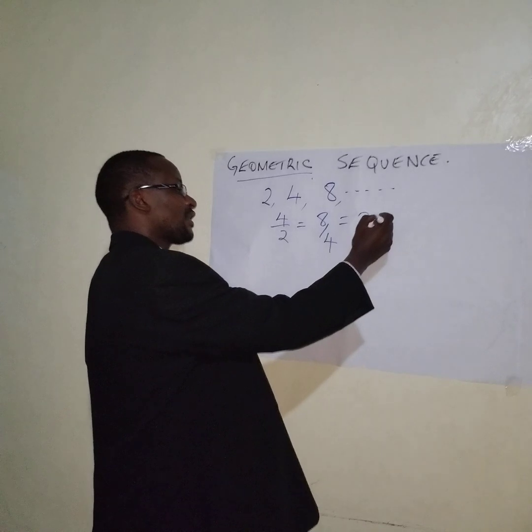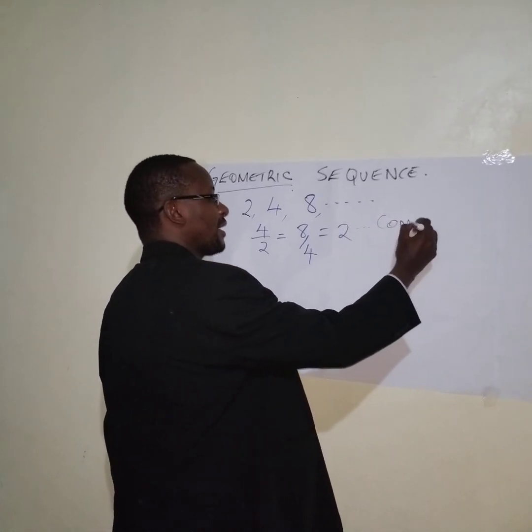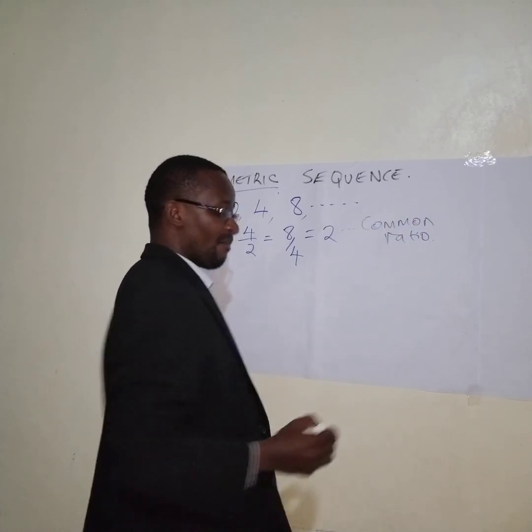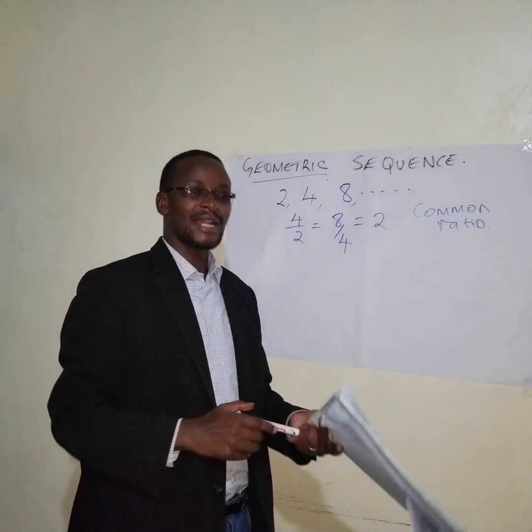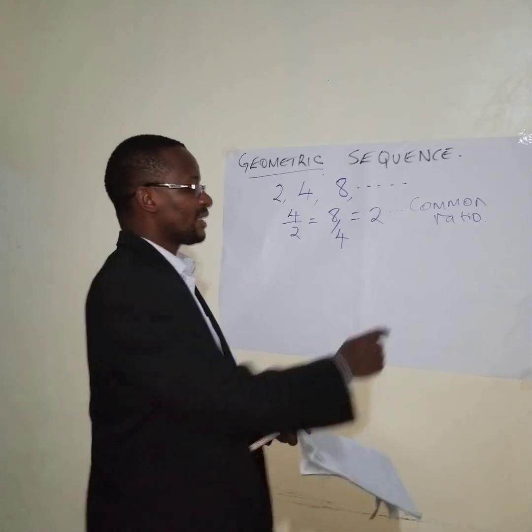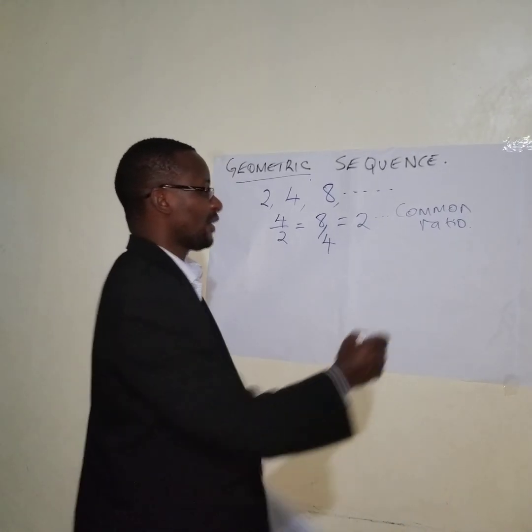And this ratio is known as common ratio. Remember, for arithmetic sequence, we had something we are calling common difference, symbol D. So this is common ratio, and the symbol here will be R.